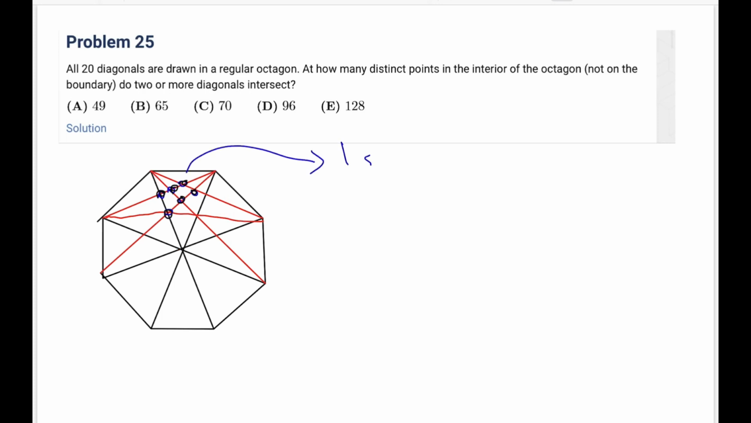So one slice has 6 points, and we have 8 slices, equals 6 times 8 equals 48 points. But we can't forget this middle point right here, so 48 plus 1, that would equal 49.